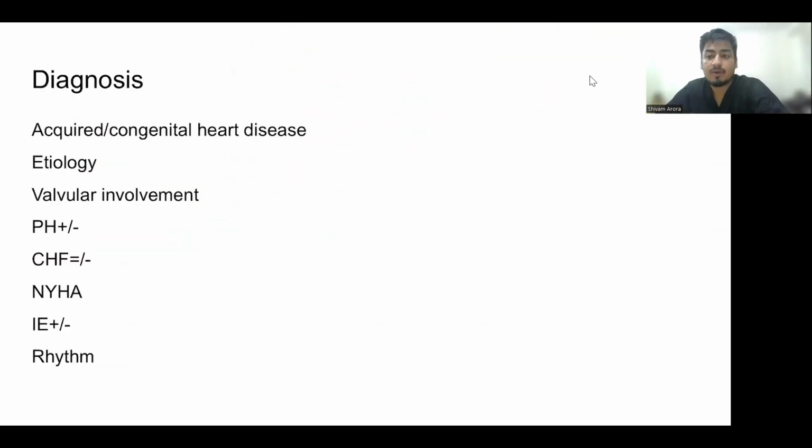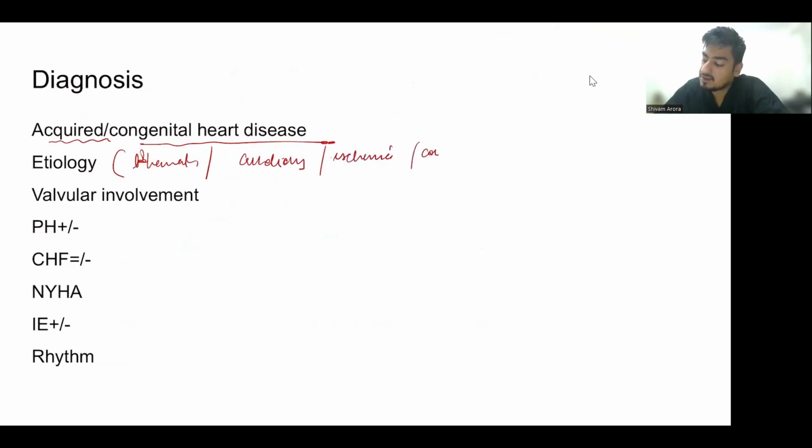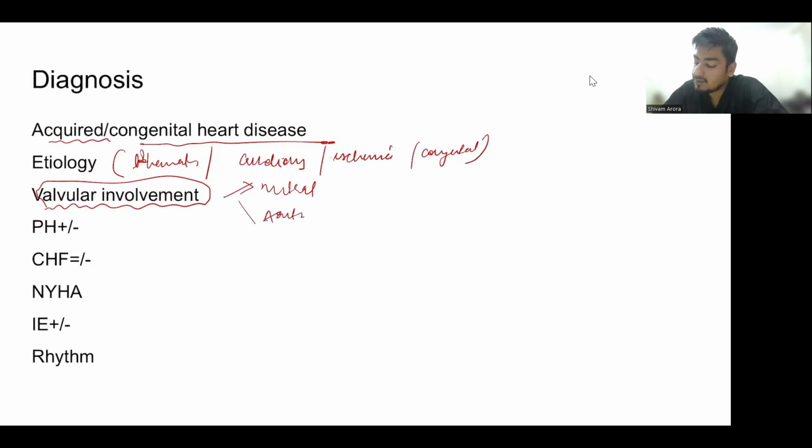After that, we have to tell our provisional diagnosis. The format of provisional diagnosis in cardiac system is, first of all, we have to tell whether the disease is acquired or congenital, what is the etiology, like rheumatic or cardiomyopathy or ischemic or congenital. Okay. Then we have to tell valvular involvement. Suppose it is a case of rheumatic heart disease, we have to tell which valve is involved, like mitral valve or aortic valve or tricuspid valve, and what is the lesion, whether the lesion is a stenotic lesion or a regurgitant lesion.